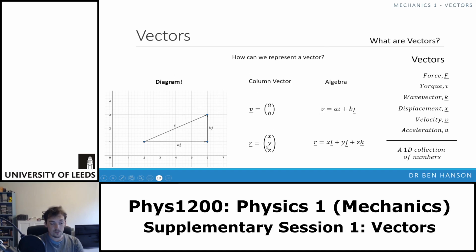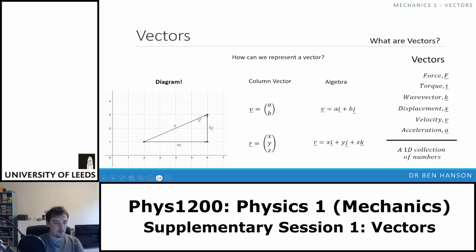But at the end of the day, whatever way we choose to represent these vectors, let's take V. V is that arrow there. That's one representation of it. V is exactly equal to this column vector. V is exactly equal to AI plus BJ. These representations are all exactly the same. We can equal them to each other.